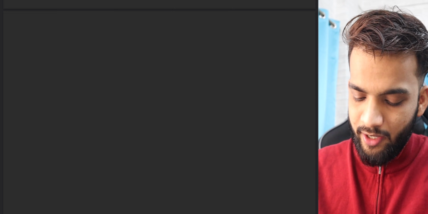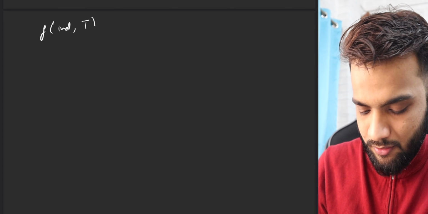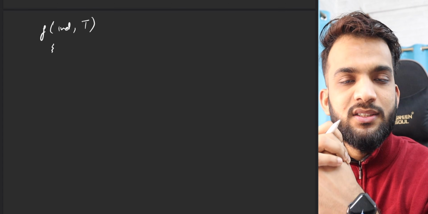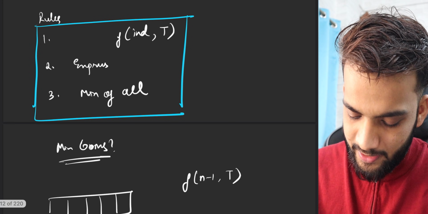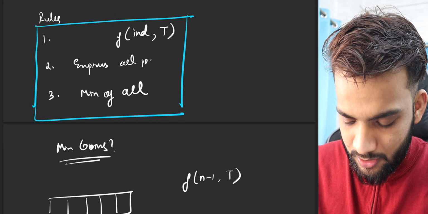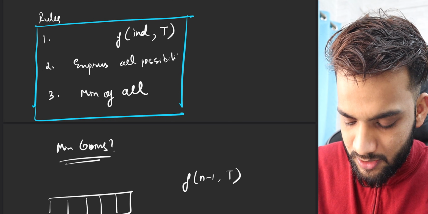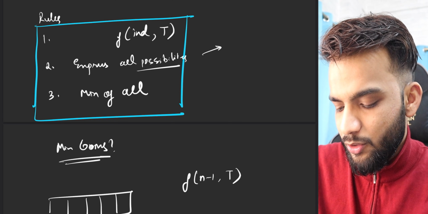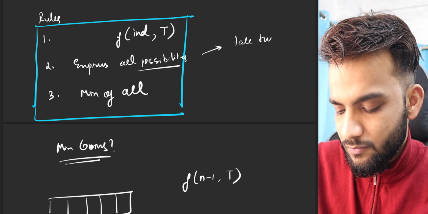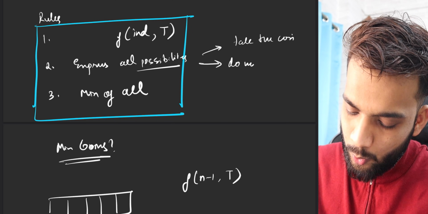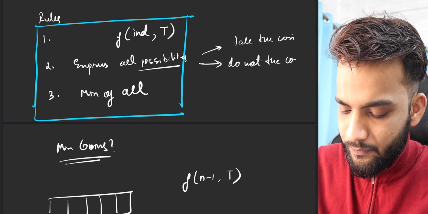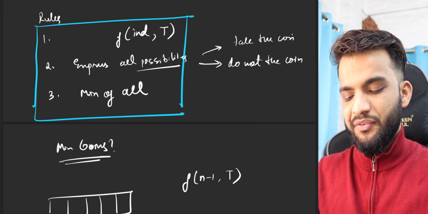Okay, so let's write the recurrence now. We have an index and we have a target. Let's forget about the base case. And what did we learn about this? Express all possibilities. Generally, in subsequences, there are two possibilities: either you take the coin, or you do not take the coin. But over here, there will be a slight difference.